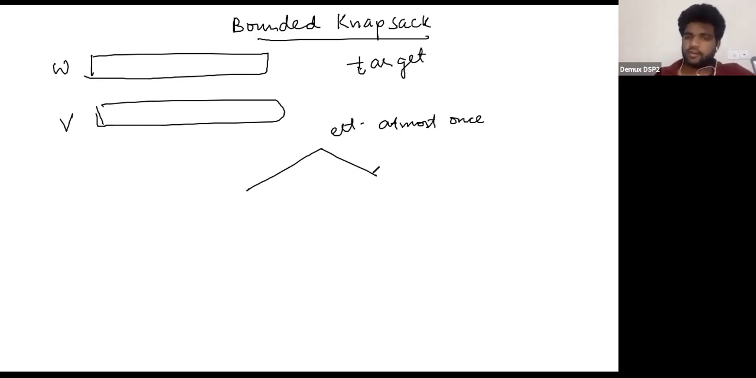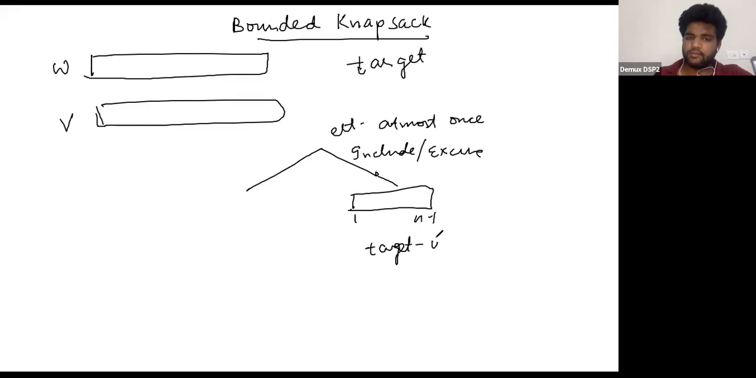Yeah, you could try the include exclude decision. So let's try the include exclude decision. If you include it, then you are left with 1 to n minus 1 and target minus W0, right? If you exclude it, then you are left with 1 to n minus 1 again, and the same target.